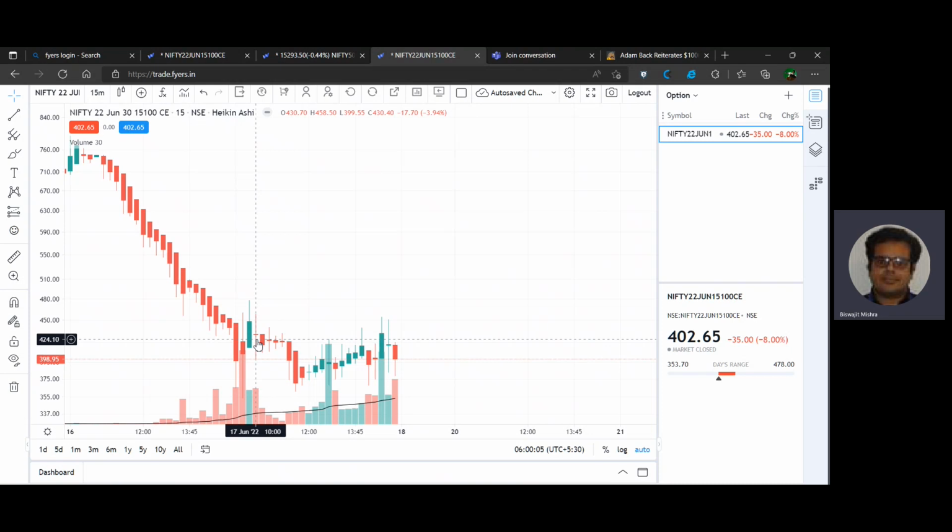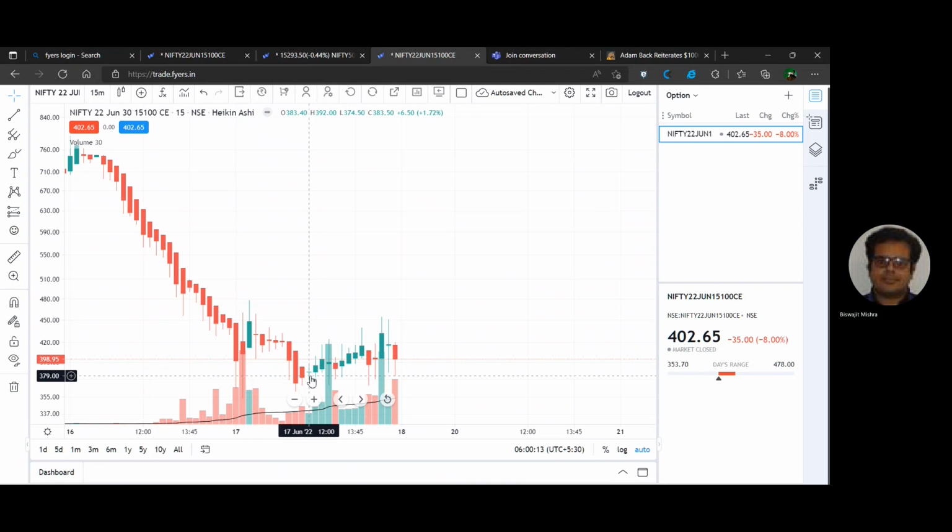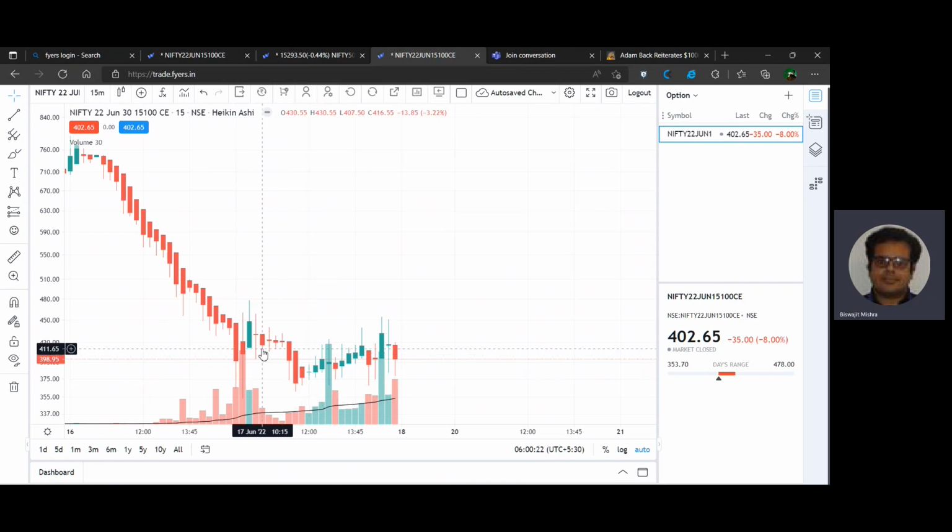And we exited in this candle because the next candle became green. We exited at close of 383.50. So let me confirm. We entered at 430 and exited at 383, which is close to a 50 point benefit.